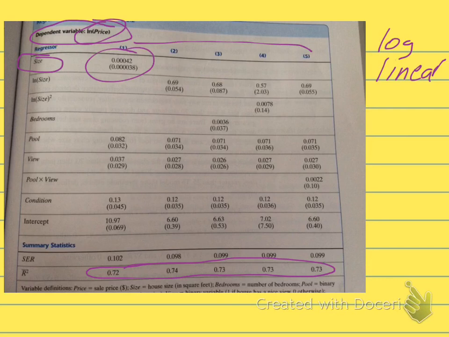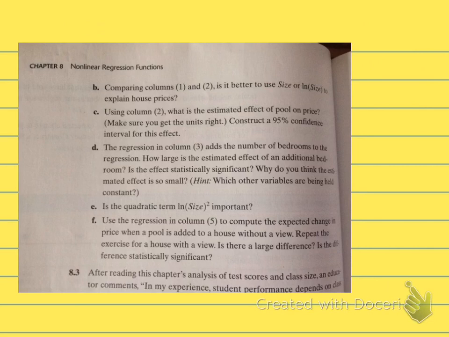Now in their regression, they're also going to have the log specification and the square of the log specification. And then they have the pool and view specification, and then pool and view interacted. Now in the problem, there's a set of questions. So first, compare columns 1 and 2. Is it better to use size or log size to explain house prices?